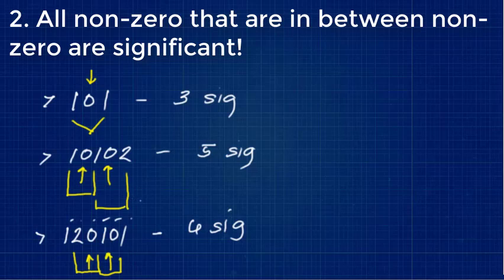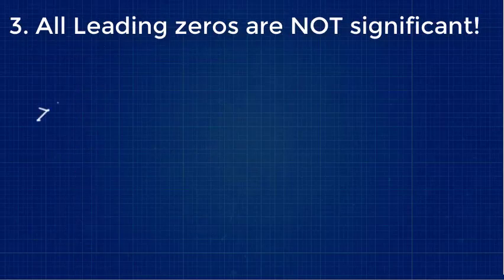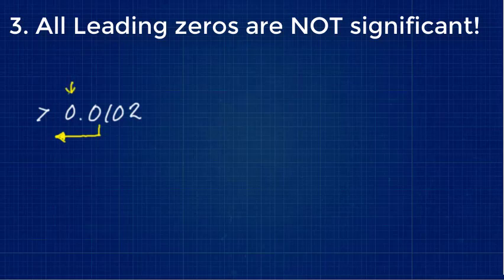The third rule would be all leading zeros are not significant. To show this, here's an example. 0.0102. The first thing that we should do is look at the first non-zero digit. Here it is 1. Then let's look at the left side, which contains 2 zeros. If this 0 were a non-zero, then the 0 at the left side of 1 would be considered as significant. This 0 is in between 2 non-zero digits. Based on that fact and applying the second rule and the third rule, this contains 3 significant figures.